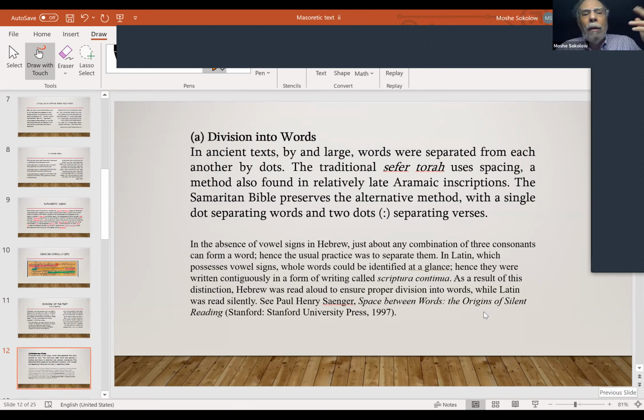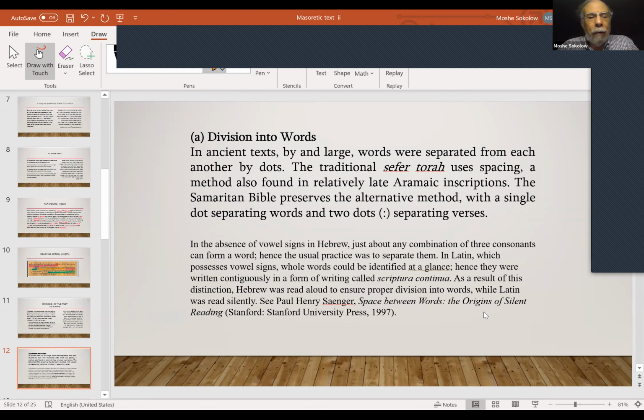Now, in ancient texts, by and large, words were separated from each other by dots. That, as you see at the explanation on the bottom, is because in the absence of vowel signs, in Hebrew, any combination of 3 letters can pretty much make up a word. Therefore, the usual practice was to use dots to separate them so that you'd know which consonants belong to the first word, as opposed to which consonants now belonged to a second word, okay?